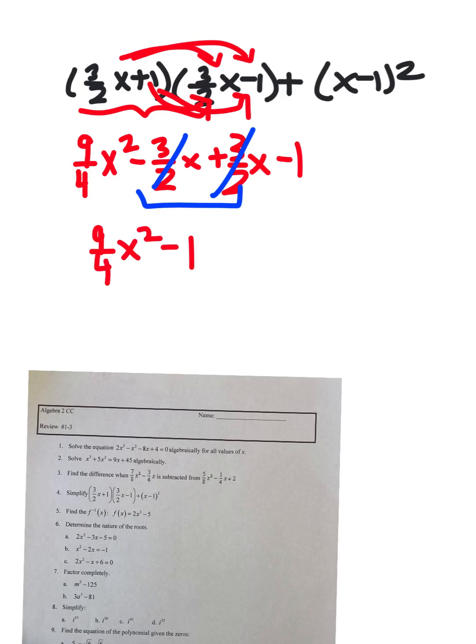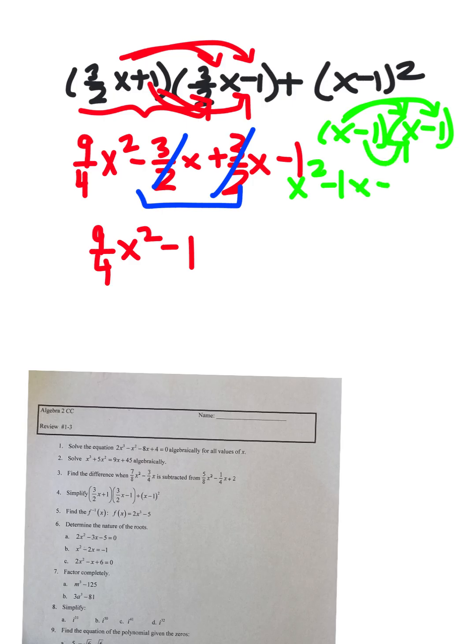All right, so now I'm going to double distribute x minus 1 times x minus 1. All right, so double distribute. X times x is x squared. X times negative 1 is negative 1x. Negative 1 times x is negative 1x. And negative 1 times negative 1 is positive 1. Clean up the middle. And we get x squared minus 2x plus 1.